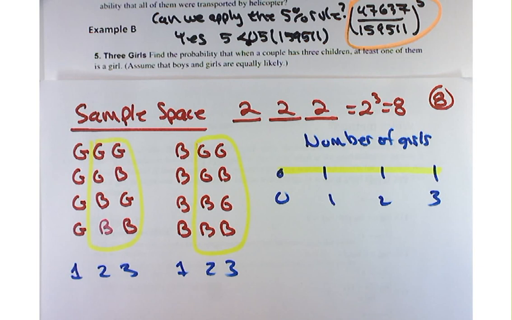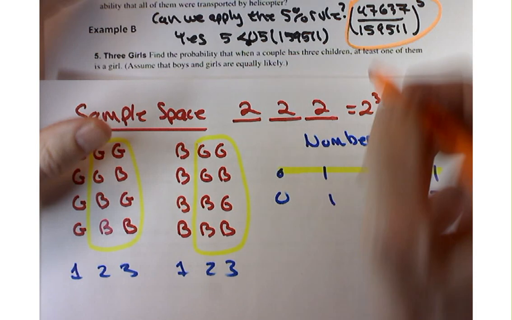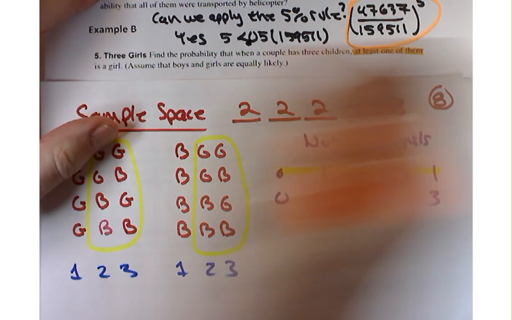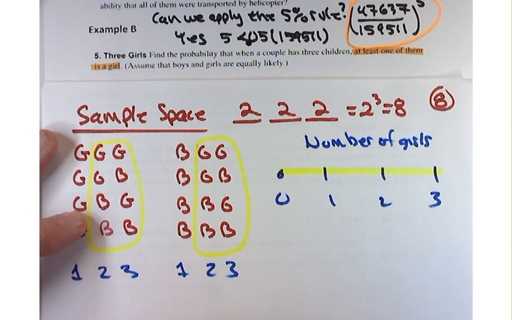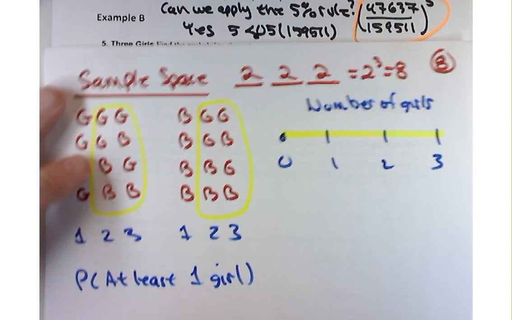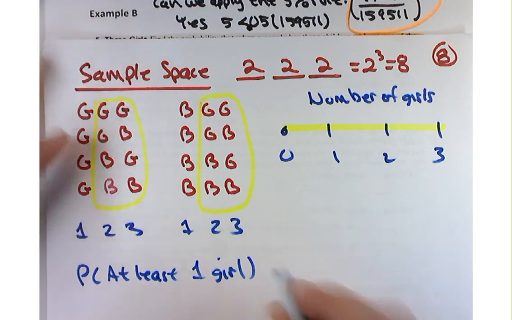No, it doesn't, because it's asking you for the probability that at least 1 is a girl. So that can happen in any order and in a number of ways, right? So let's take a look at that probability of at least 1 girl.